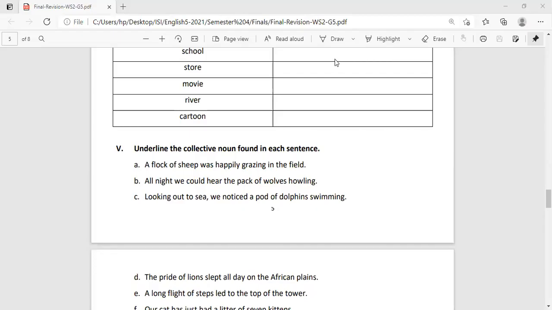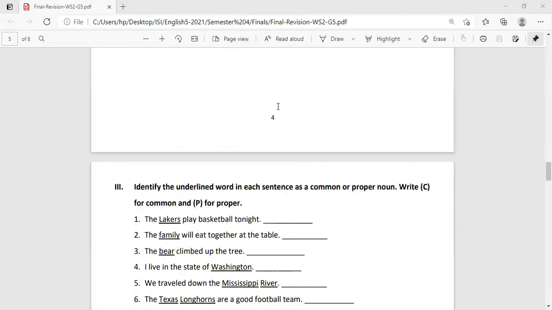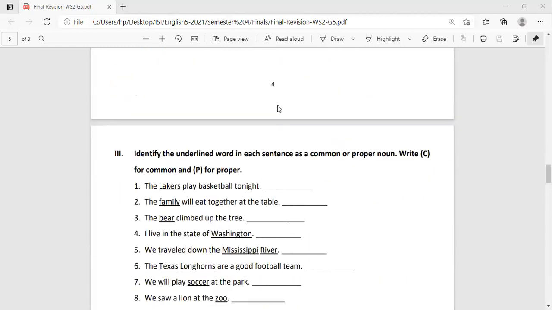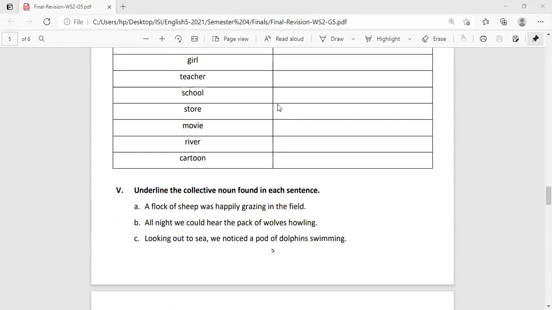So, girls, yesterday we finished the first part in the grammar question. We finished the singular and the plural nouns, and we started with the types of nouns. We covered the common and the proper. Let's talk about the third type of nouns today, which is the collective noun.